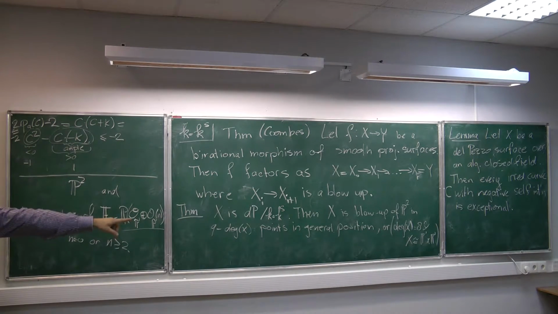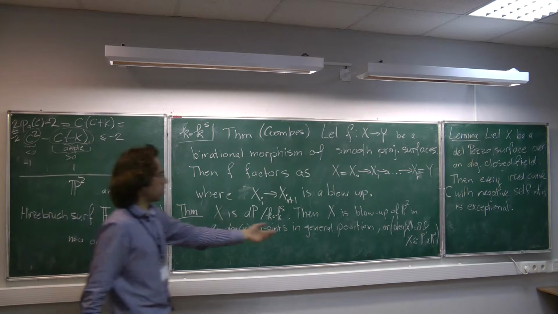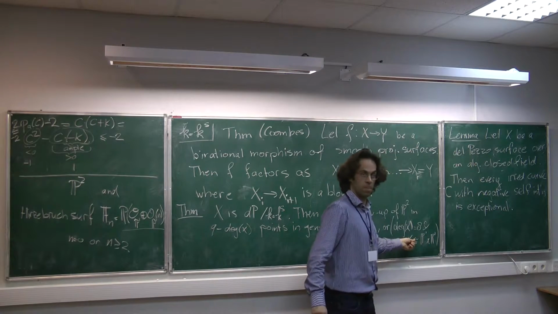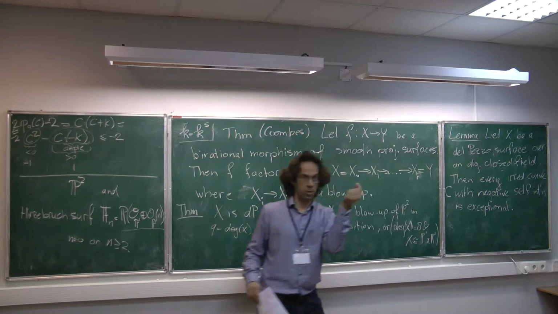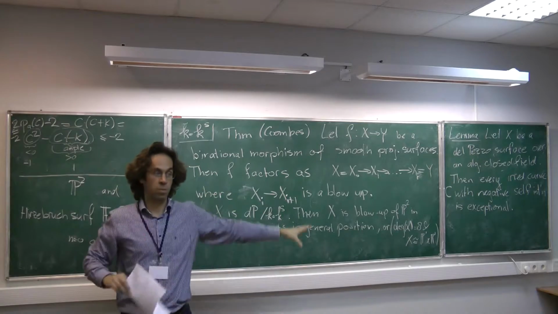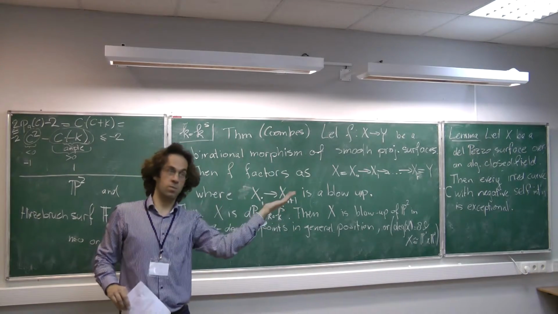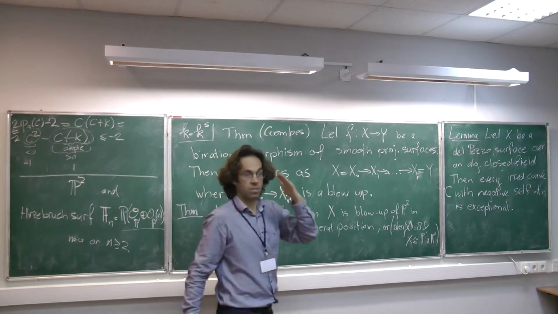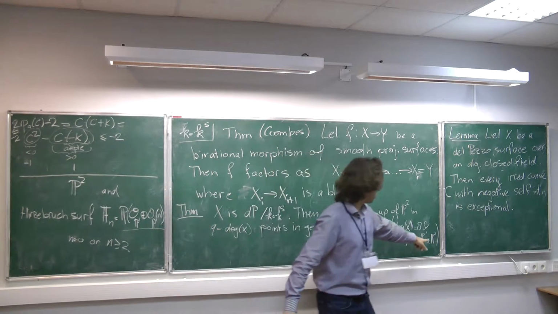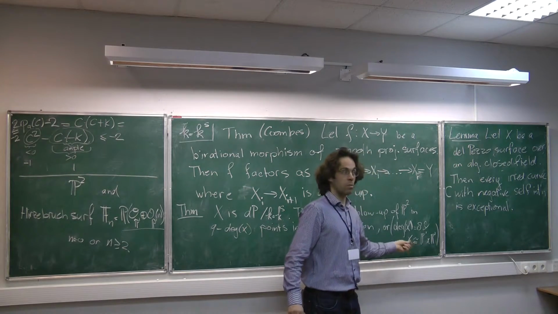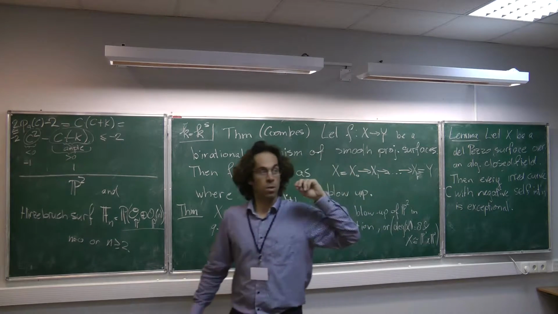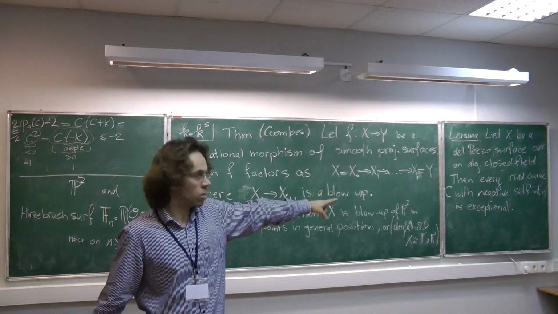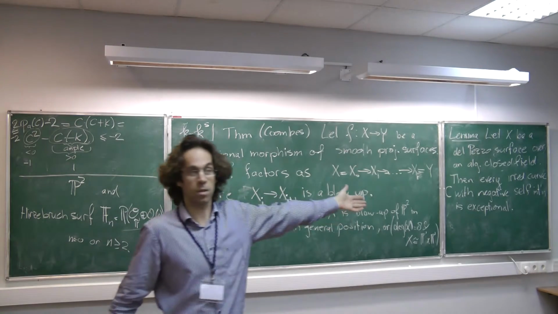If you do get to P1 cross P1, I didn't write down it's P1 cross P1 blown up at some points. But as soon as you blow up one point in P1 cross P1, you can blow down two P1s, right? On P1 cross P1, take a point. There are two lines going through it, because P1 cross P1 has these rulings, one in this direction, one in the other direction. Those lines have self-intersection 0 on P1 cross P1. So as soon as I blow up a point on the two lines that go through that point, they become two curves with self-intersection minus 1. And therefore they are exceptional curves.